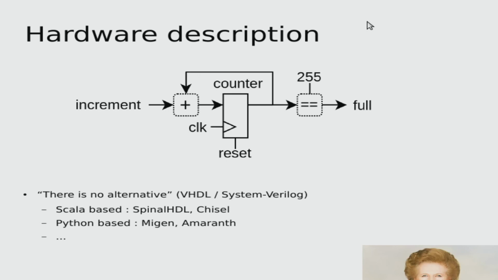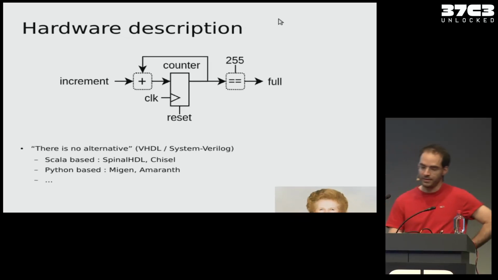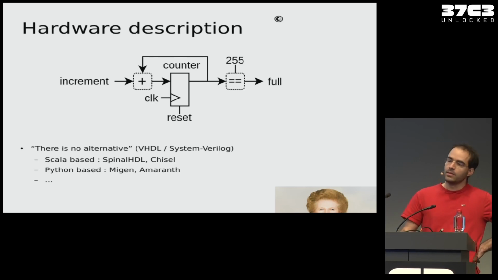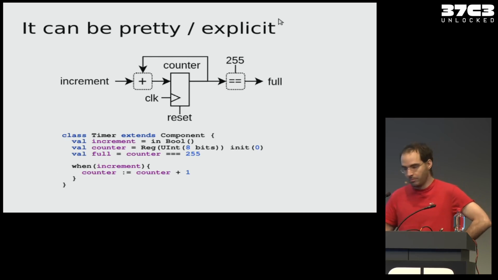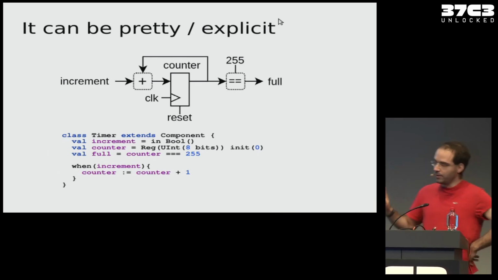For instance, there are some in Scala, like Chisel and SpinalHDL. There are some Python-based ones, like Migen and Amaranth HDL. And it can be quite slim and pretty. So it's just to give a simple example.